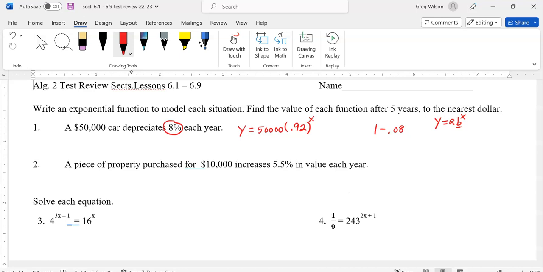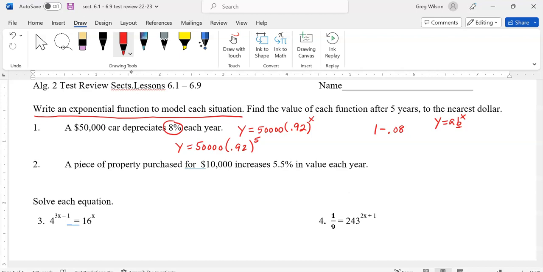Okay, so what I've done so far is this first sentence. This function models this particular situation. Now I'm going to use this function to do the second sentence. The value of the car at this rate of depreciation after 5 years, I just replace X with 5, raise 0.92 to the 5th power.